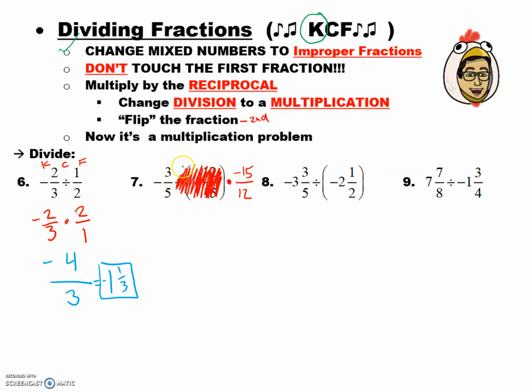All right, so now I need to cross cancel. 3 and 12, common factor of 3. 3 goes into 3 one time, 3 goes into 12 4 times. 5 and 15, common factor of 5. 5 goes into 5 one time, 5 goes into 15 3 times.